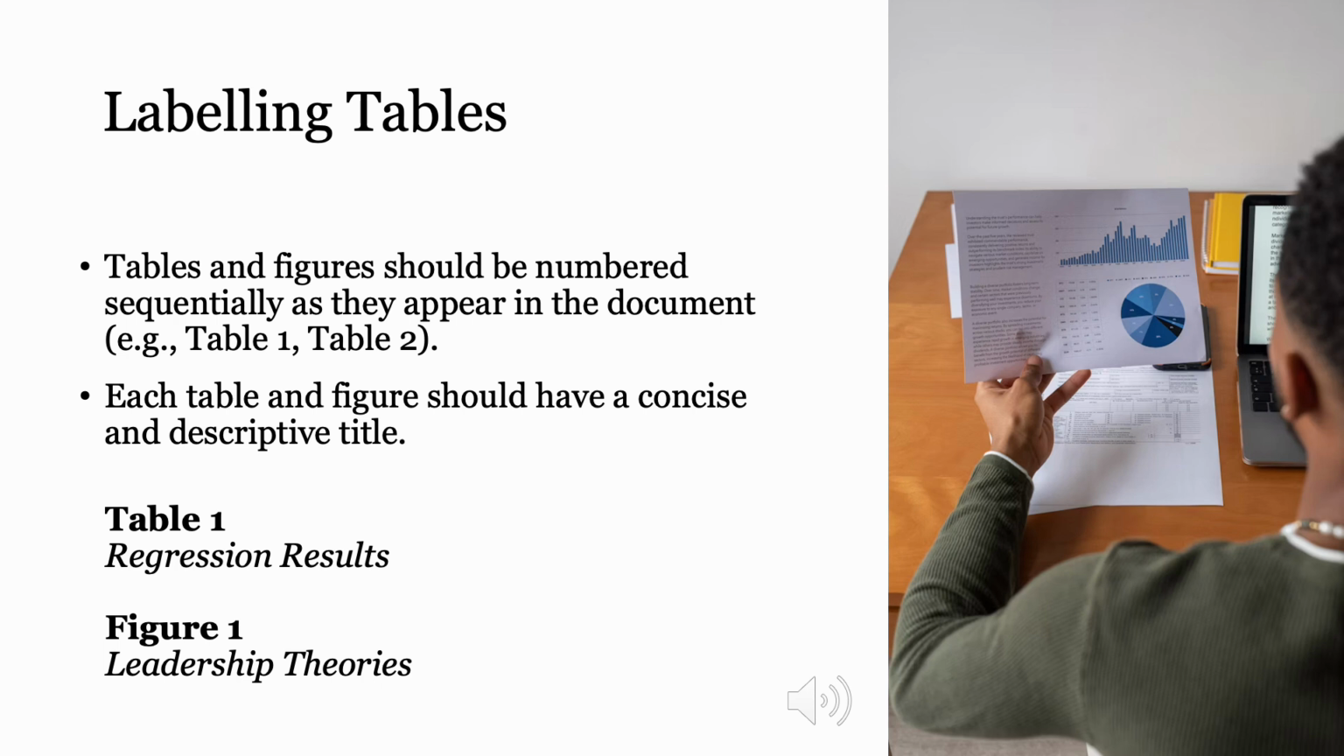Each table or figure should also have a concise and descriptive title. The title should clearly convey the content without being overly long. Here you can see two examples of how to format the table title and how to provide a simple, clear title that can help readers quickly understand what the table or figure represents.